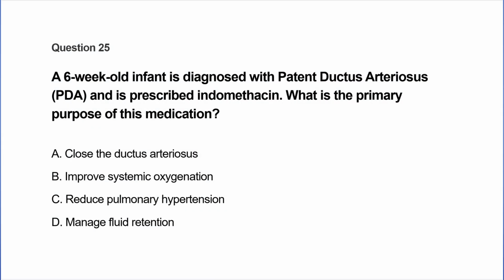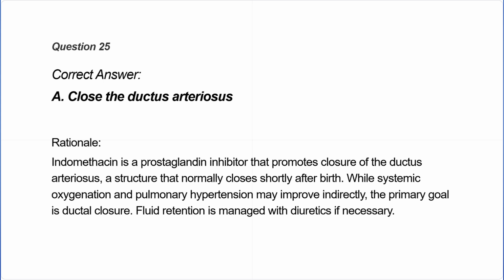Question 25. A 6-week-old infant is diagnosed with patent ductus arteriosus, PDA, and is prescribed indomethacin. What is the primary purpose of this medication? A. Close the ductus arteriosus. B. Improve systemic oxygenation. C. Reduce pulmonary hypertension. D. Manage fluid retention. Answer: A. Close the ductus arteriosus.